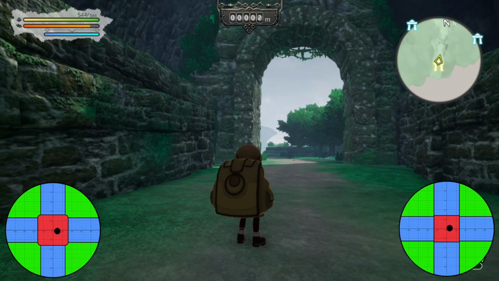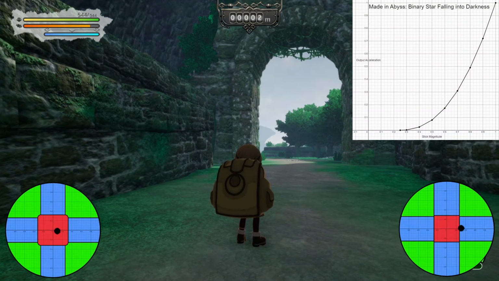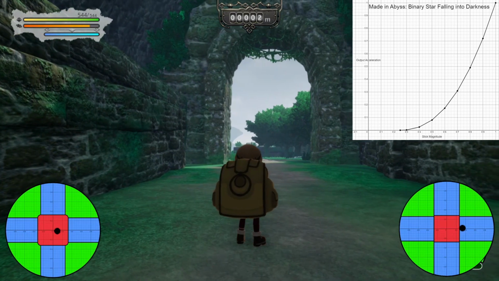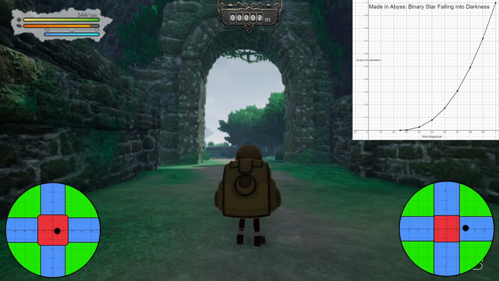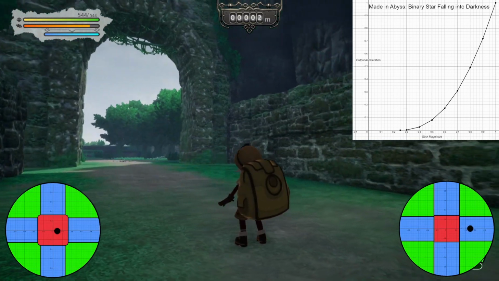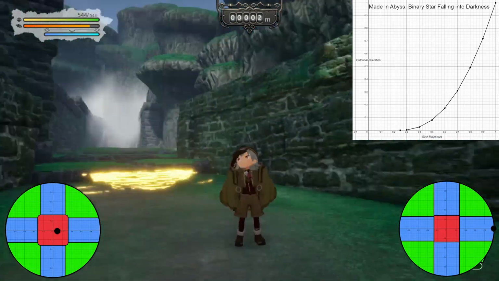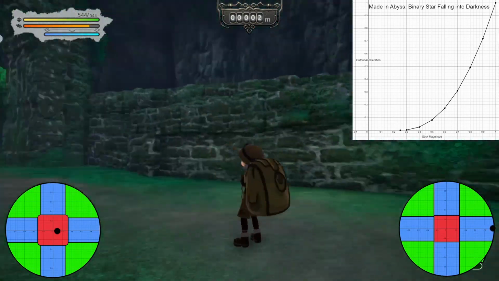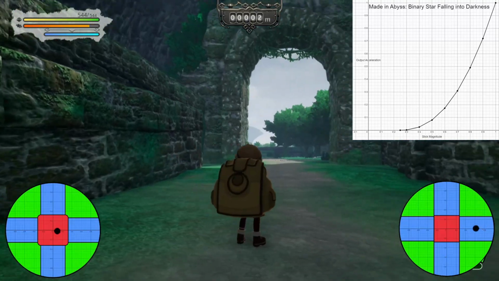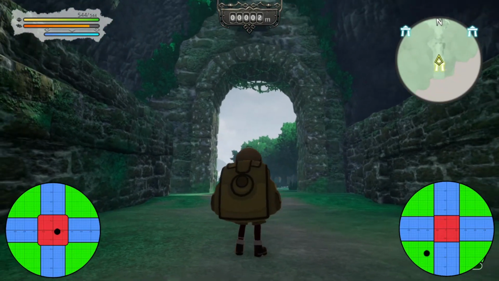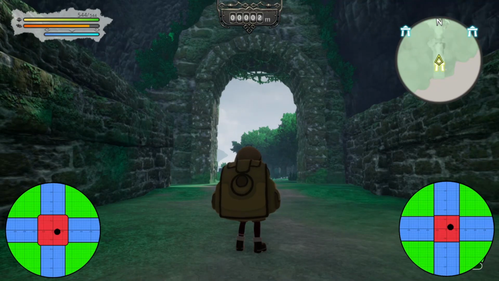The acceleration curve for this game is a little slower than a quadratic. The exponent is about 2.3, so that means turn rate starts low and then builds up to its maximum. This curve seems to be applied per axis rather than per magnitude.